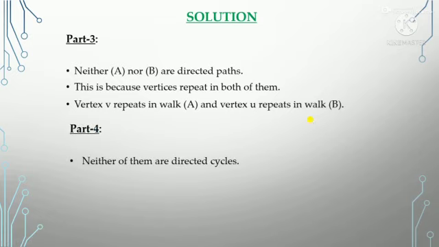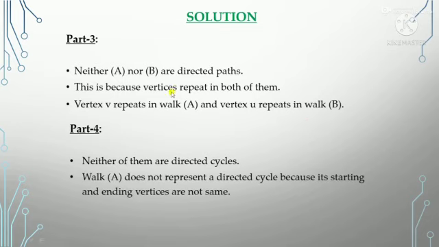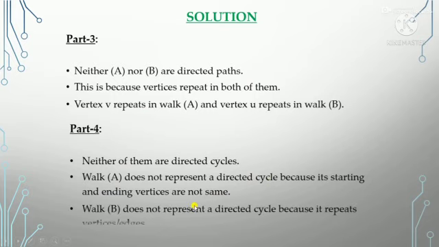In the fourth one, neither of them is a directed cycle. Why? Because in all of them the vertices or the edges are repeated, so no cycle can be made here. Walk A does not represent a directed cycle because its starting and ending vertices are not the same, and walk B does not represent a directed cycle because it repeats vertices and edges. Right?